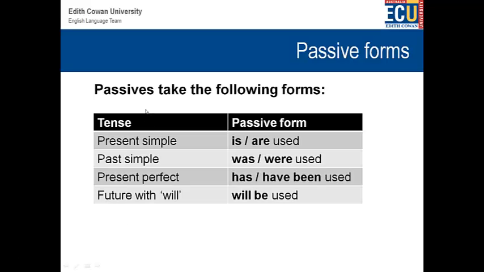Now let's talk about some of the passive forms that are commonly used, some of the structures that we use. When we use the present simple tense, you'll often find is or are plus past participle. When we use the past simple, we use was or were plus past participle. If we have present perfect, has or have been plus past participle. Future with will be plus past participle.